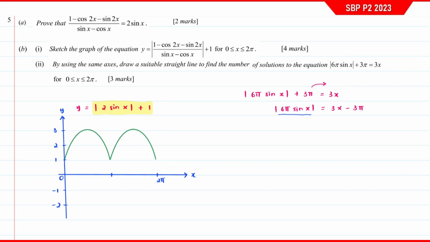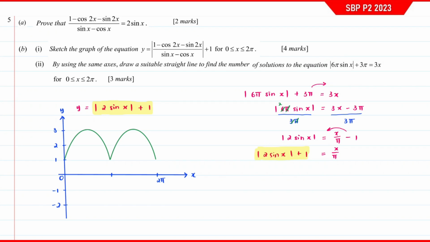Then I'm going to divide both sides by 3 pi. Here the pi can be cancelled, and the 3 and the 6 we can simplify. Then we have modulus 2 sine x equal to 3x divided by 3 pi, which is x over pi, minus 3 pi divided by 3 pi, which is equal to 1. Next, I'm going to move this negative 1 to the left hand side. Then modulus 2 sine x plus 1 is equal to x over pi.